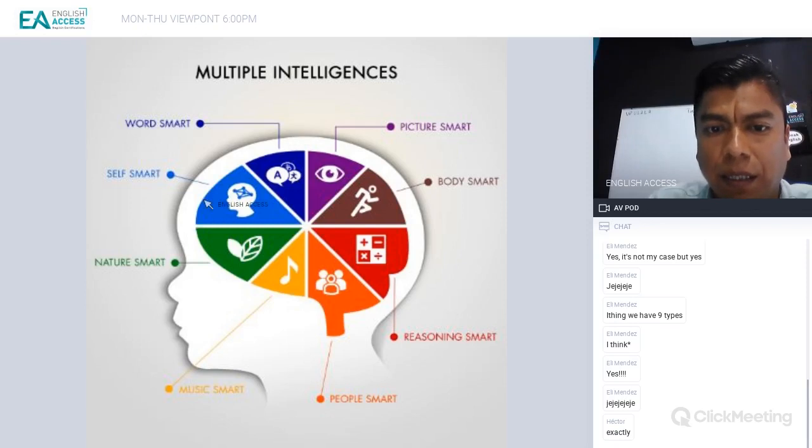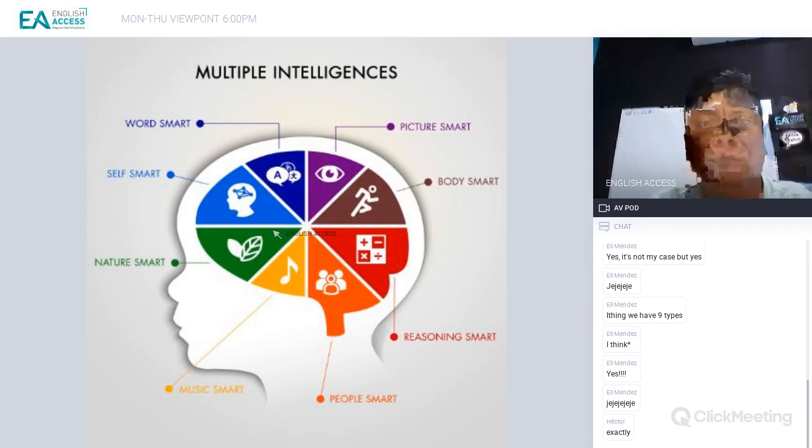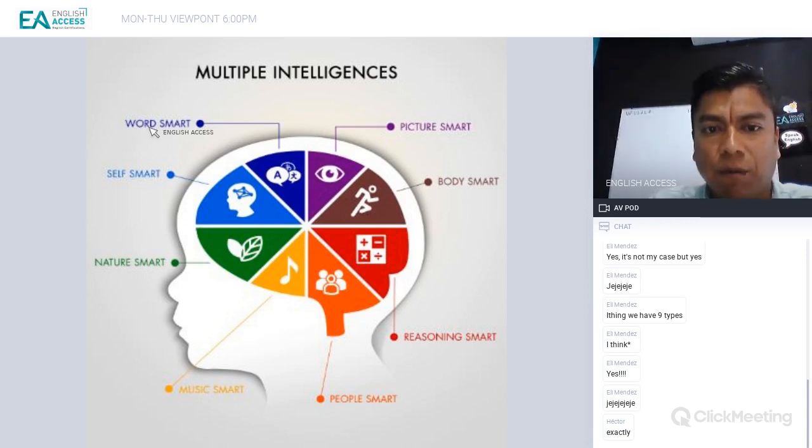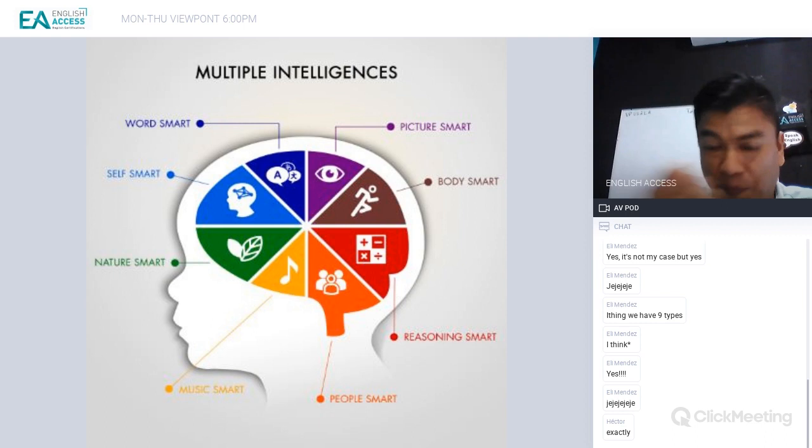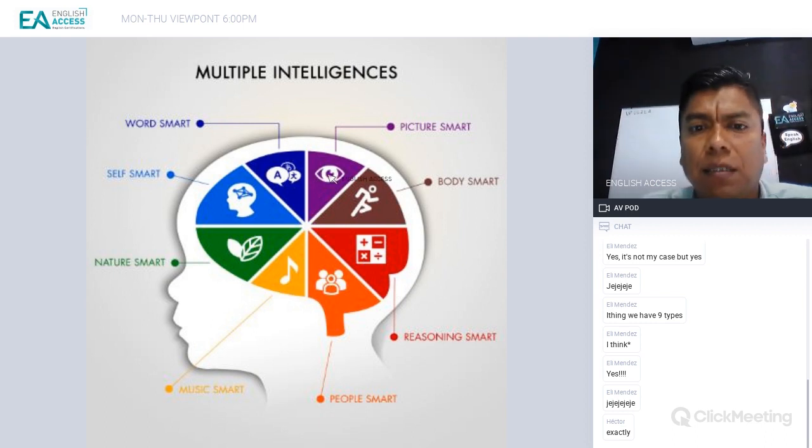Here we have the shape of a head, in this case a little kid's silhouette of a head, divided into sections. And we have one section that says word smart. So this intelligence refers to a person who is intelligent to write or read or learn languages. This section over here says picture smart. This person has intelligence to draw or to distinguish different visual aids.